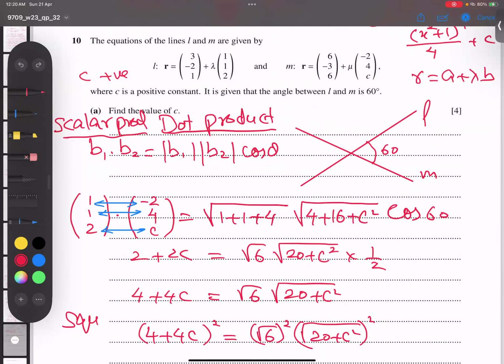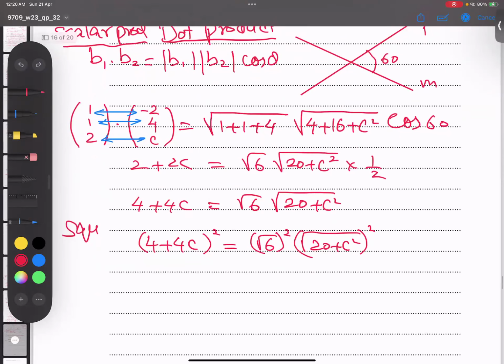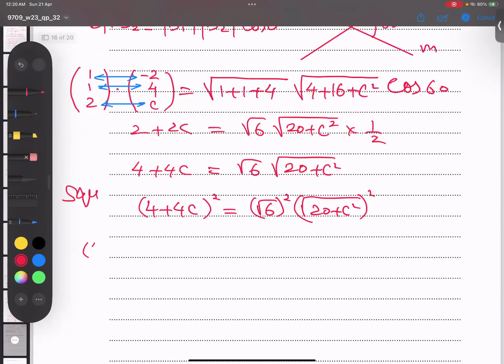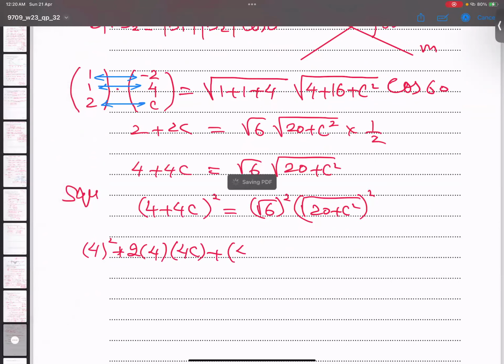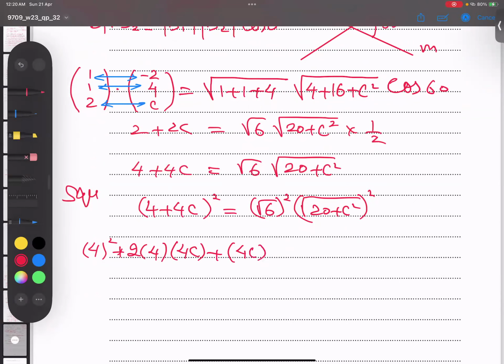I think all okay. Yes, okay, so let's apply. First term squared plus 2 into first term into second term plus second term squared. I was observing 4 marks only, but it's too lengthy. Anyway, no problem. The square of this is 6 only, and the square of this will give you 20 plus C squared. So 16 plus 32C plus 16C squared, and this equals 120 plus 6C squared.